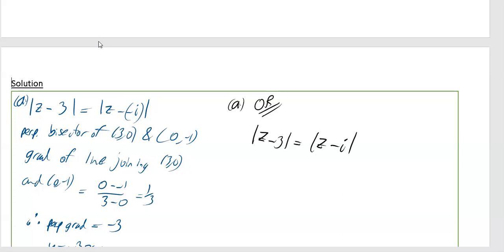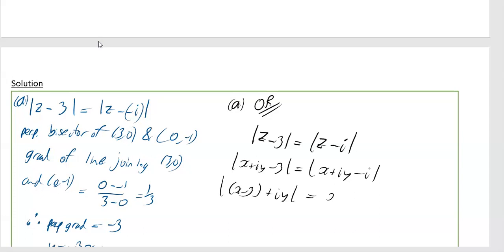Now for this method, all we're going to do is rewrite your z in terms of x plus iy. So that's modulus of x plus iy minus 3 is equal to modulus of x plus iy plus i. And that's going to be x minus 3, I'm just separating the real parts and the imaginary parts, that's all I'm doing here, plus i times y. Oh, sorry, that was plus i over here. I'll change that to plus i. So that's going to be y plus 1.